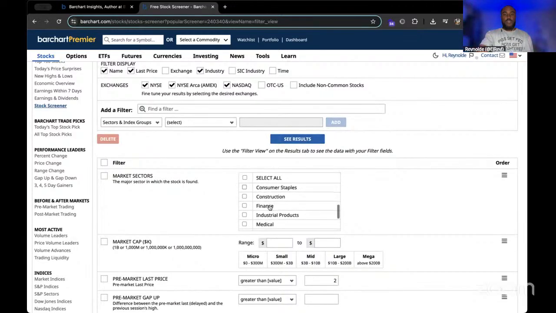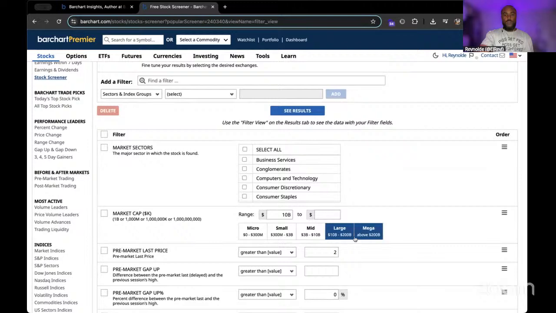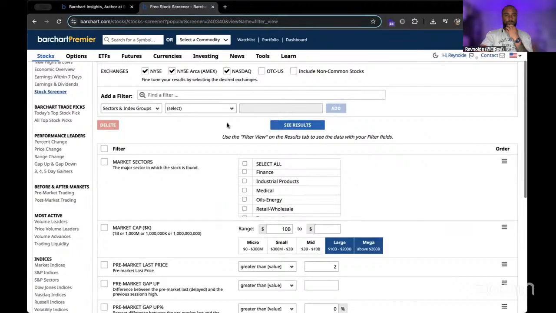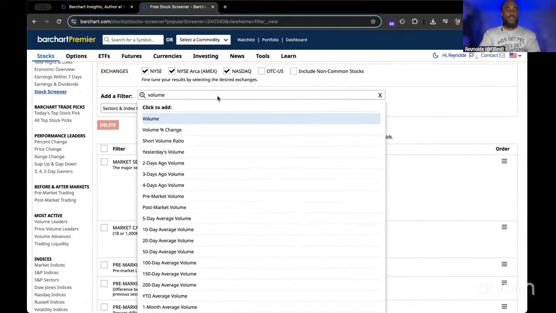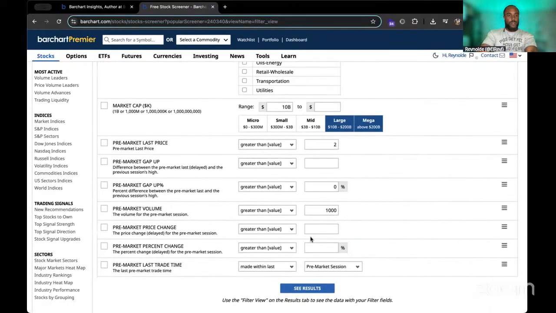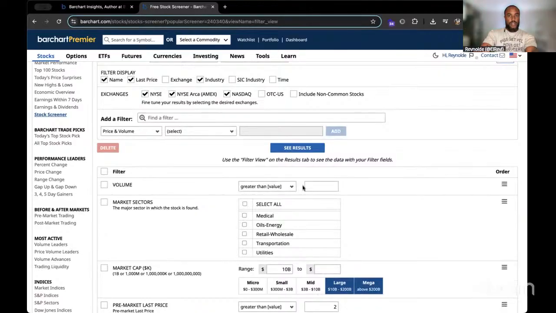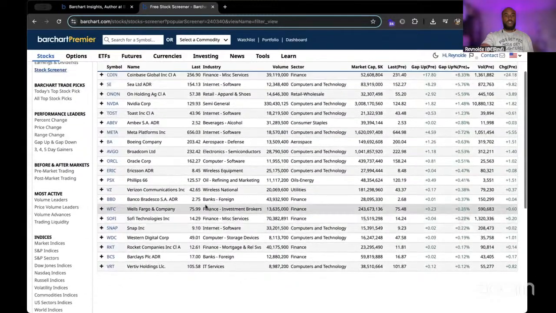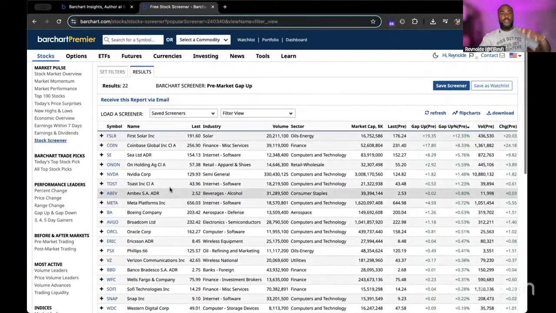And let's say I only want to focus on large and mega cap, right? So what else can I funnel this through? Let's say volume as well. So we want something over, let's say, where's the volume I just put in here? I'll add, and then we want to say over 7 million. I can't see how many zeros. Okay, zero. There we go. See results. And this will filter this list for me. I went from having hundreds of stocks now down to 22.